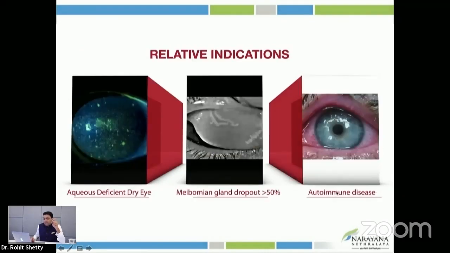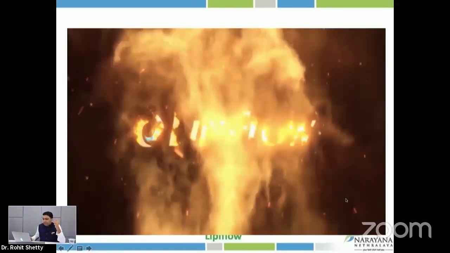The relative indications: it's very doubtful whether it really works on aqueous deficient dry eye, because it doesn't really take care of a lot of inflammatory mediators. When you have huge dropouts, I don't think it really works. And in autoimmune diseases, it's a procedure where you have to really take a call on this.